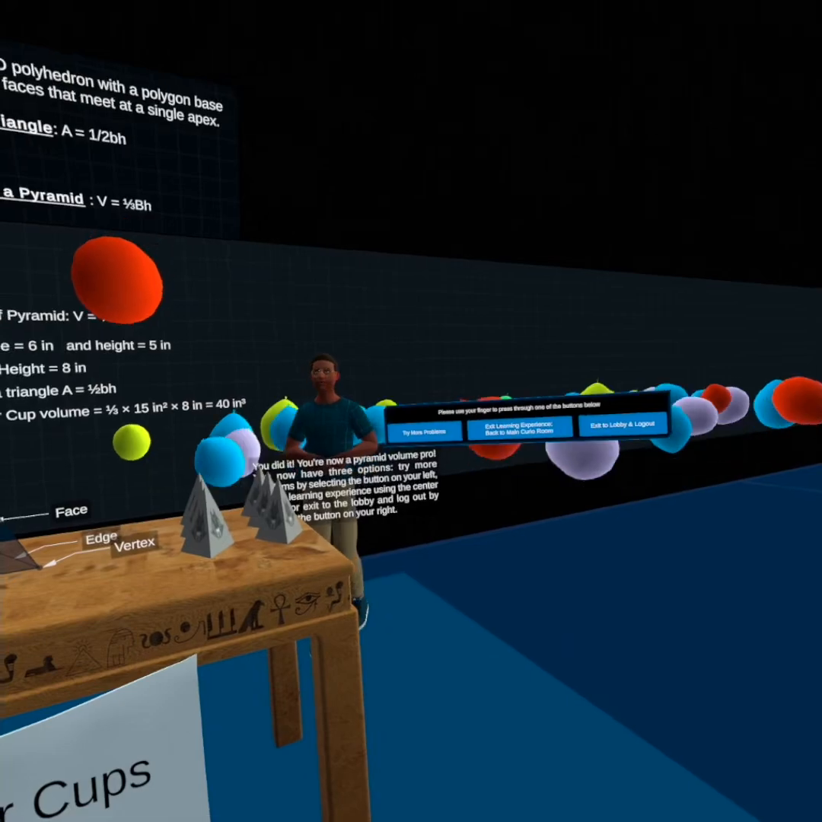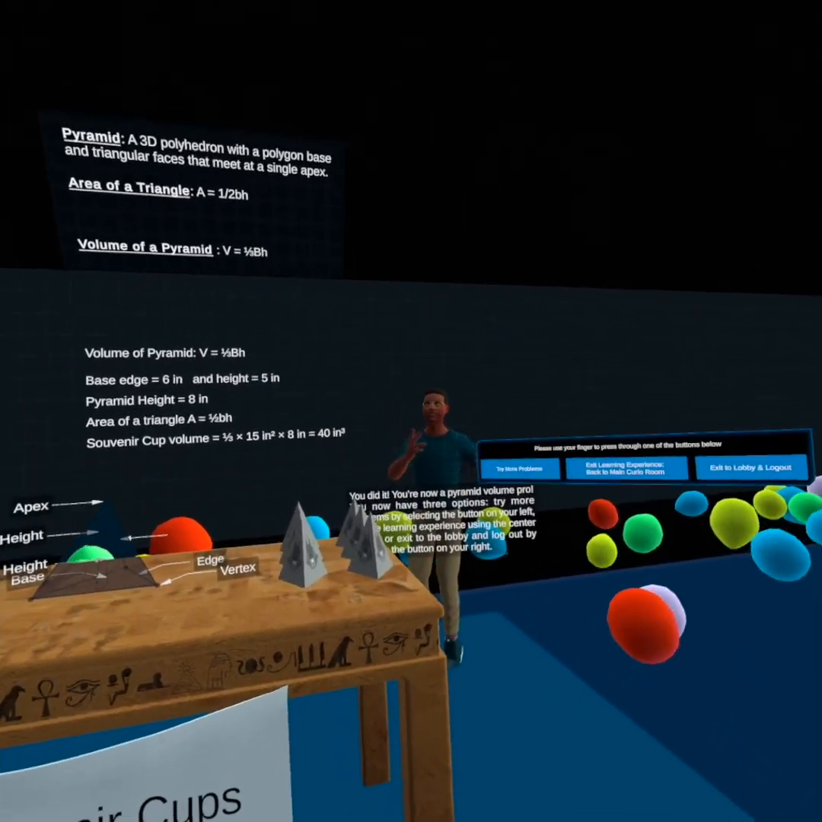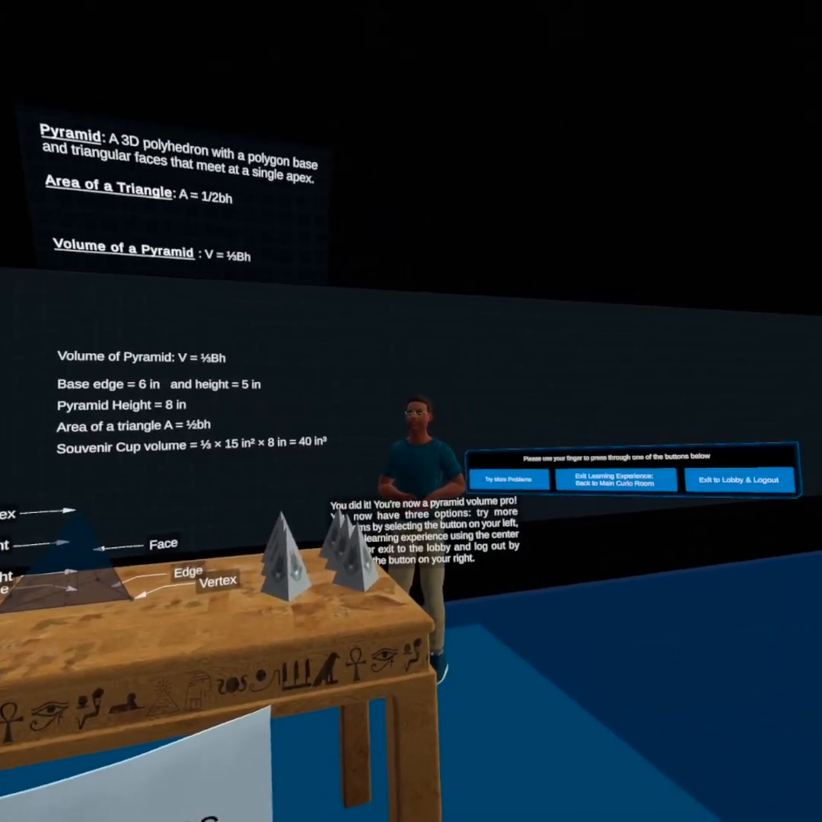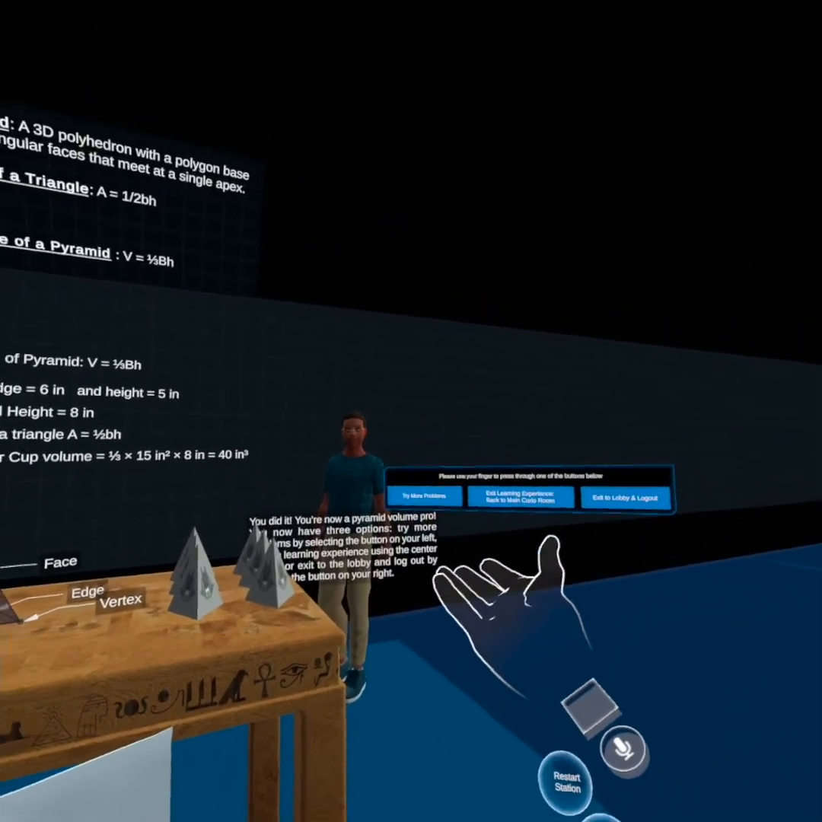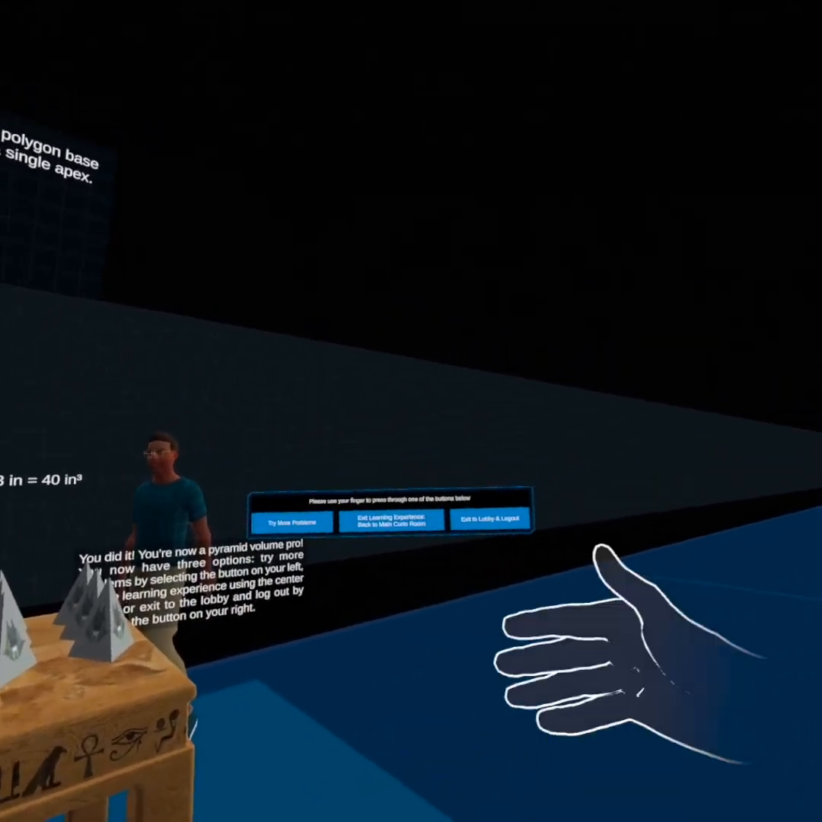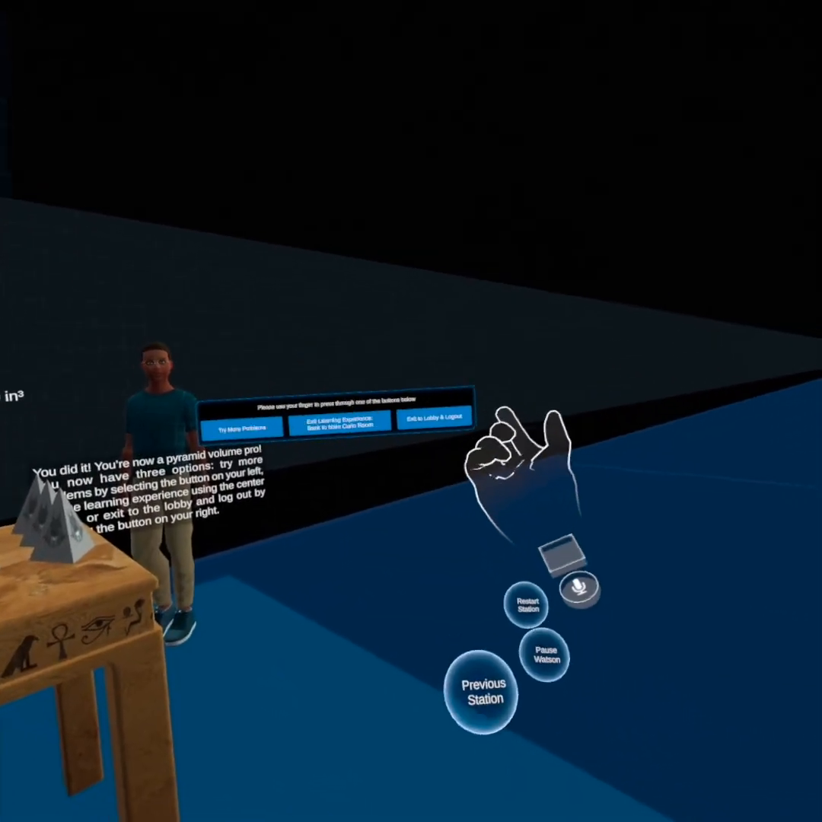You now have 3 options. Try more problems by selecting the button on your left, exit the learning experience using the center button, or exit to the lobby and log out by selecting the button on your right. Students can access more problems related to volume of pyramids. We can exit and do something else in Curio, or in most cases, we're going to exit to the lobby and log out so the next student can do a learning experience.